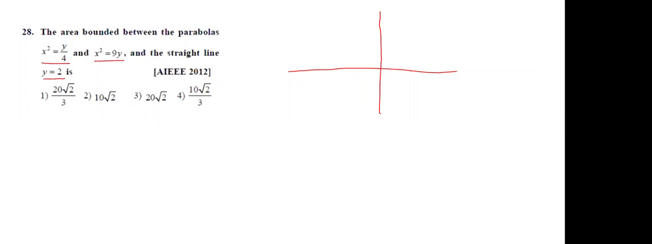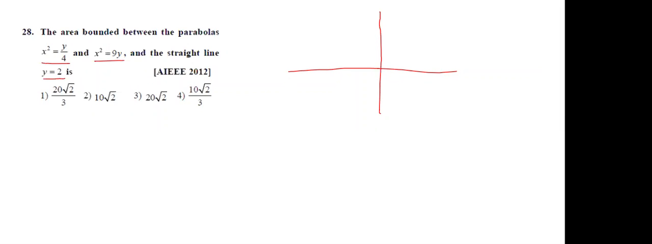Now students, see the 28th question. The area bounded between the parabolas x square is equal to y by 4 and x square is equal to 9y, and the straight line y is equal to 2. They are given two parabolas and one straight line. First draw the diagram, then you will understand. See here, both are parabolas only. The two are in x square is equal to 4ay form. Yes or no?